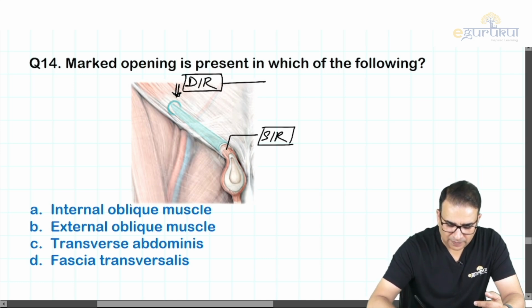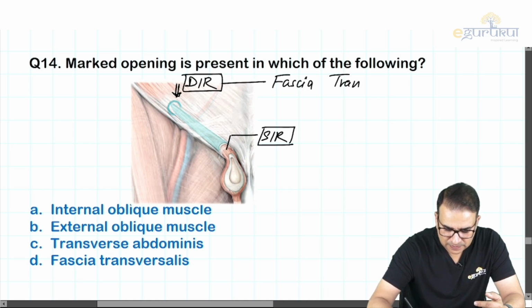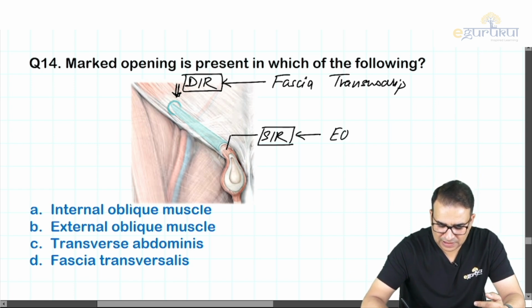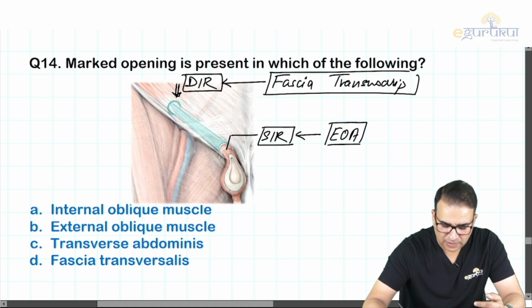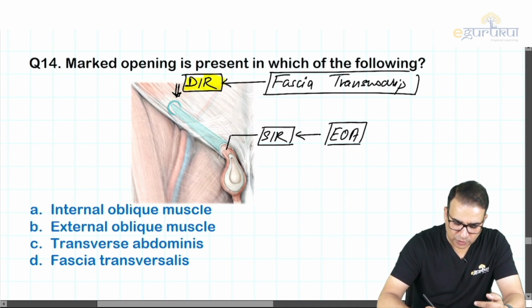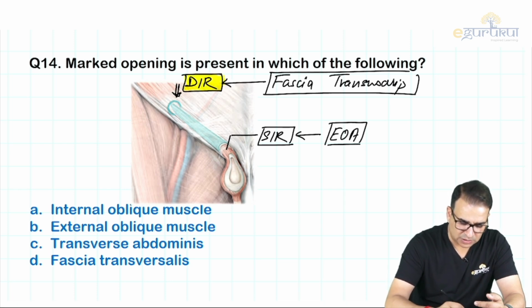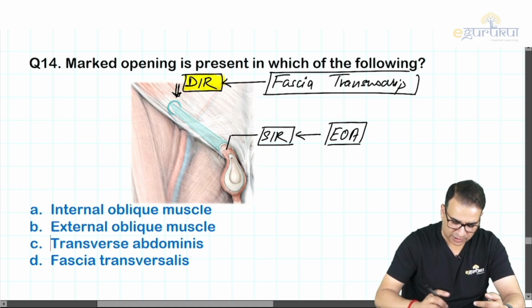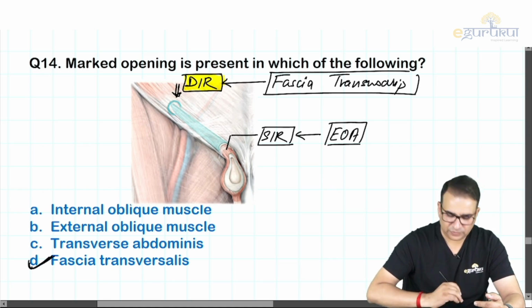Now, the deep inguinal ring is an opening present in the fascia transversalis. And the superficial inguinal ring is an opening present in the external oblique aponeurosis. Since the question was on the deep inguinal ring, it was marked on the deep inguinal ring. So the answer to this simple question has to be the fascia transversalis.